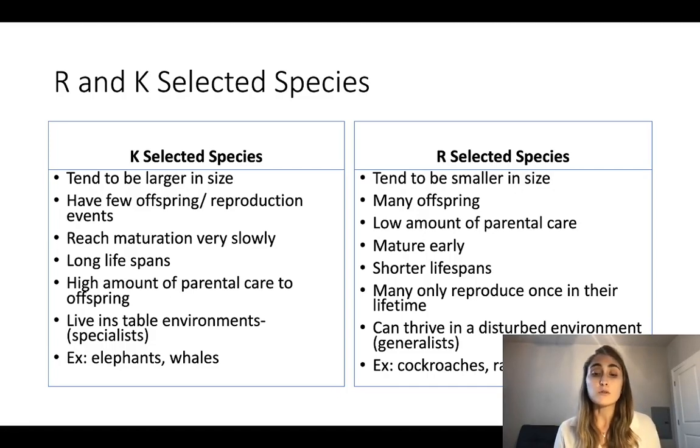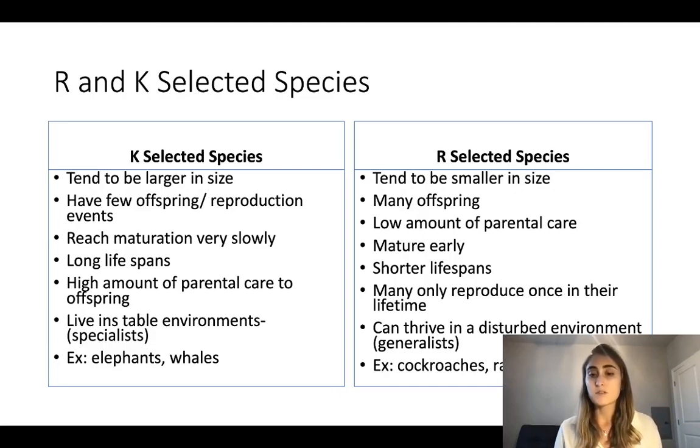They may only reproduce once in their lifetime, and that reproductive event will be relatively large, meaning they'll have like hundreds of thousands of offspring versus just one or two. They tend to be able to thrive in what we'd call a disturbed environment, which means they are more similar to something like a generalist. Not all R-selected species are generalist species, but they do tend to have a wider range of tolerance than a K-selected species. So some examples of an R-selected species might be cockroaches, rats, small fish, etc.